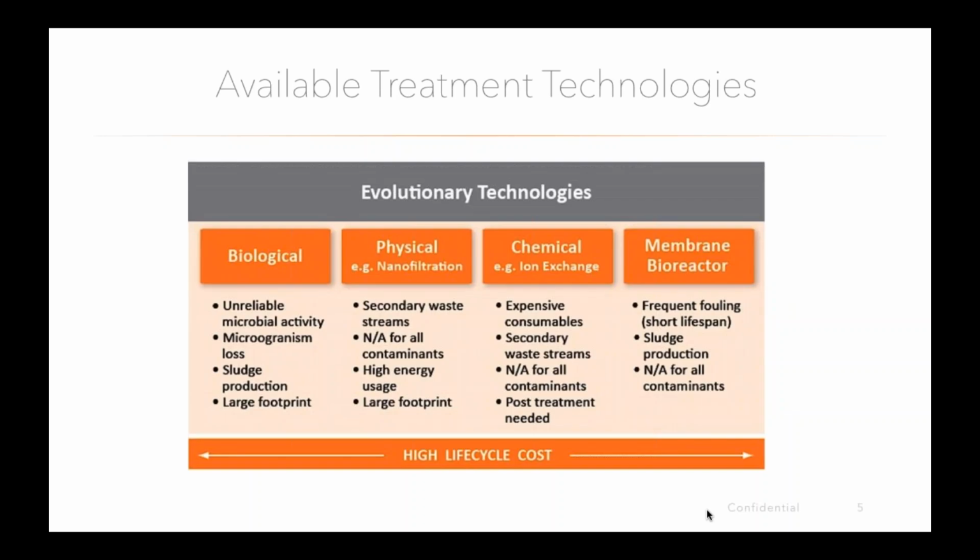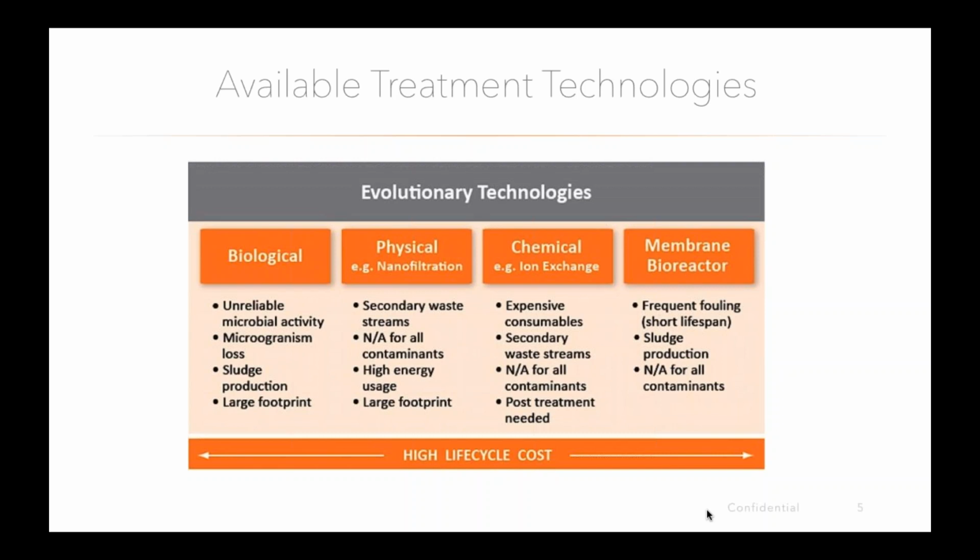This slide highlights some of the issues that we have with physical and chemical processes. As I mentioned, physical and chemical processes have secondary waste streams that we've got to deal with that are hazardous. Physical processes such as RO are very high energy output, and the cost of energy continues to rise. And so more and more people are looking at biological processes.